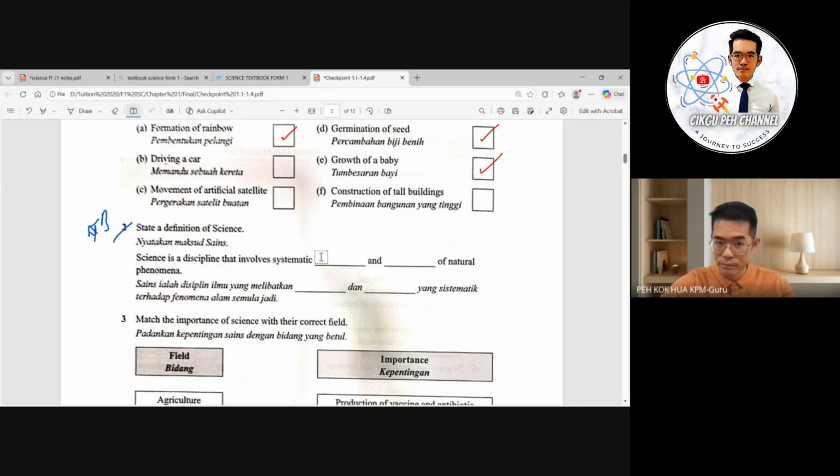Discipline, systematic, phenomenon. Okay, so the answer is observation and experiment. Good, correct. Okay, so again number 2. So the answer is observation, experiment.